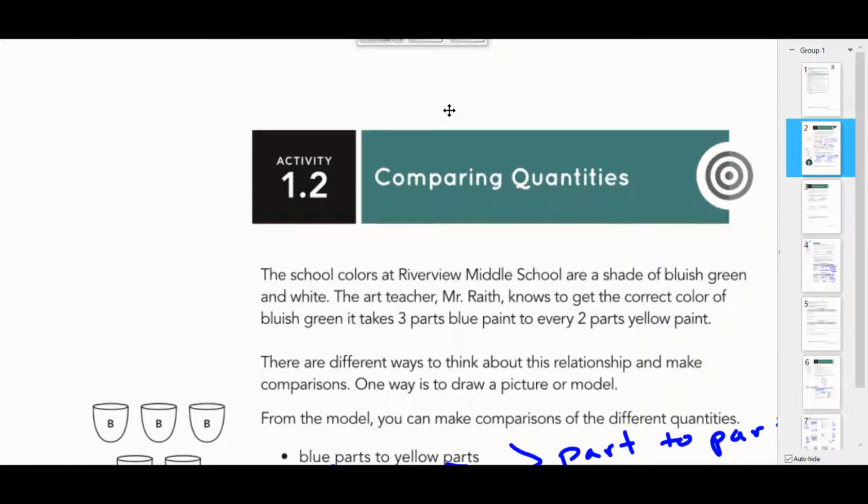All right, welcome to this video on ratios. I'm going to talk about what a ratio is, what a part-to-part ratio is, what a part-to-whole ratio is, and how those relate to fractions and percents.